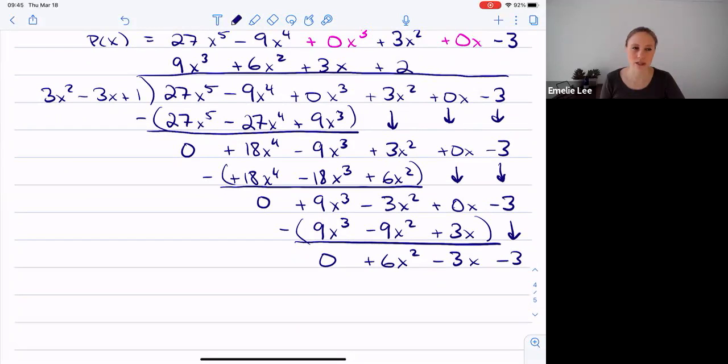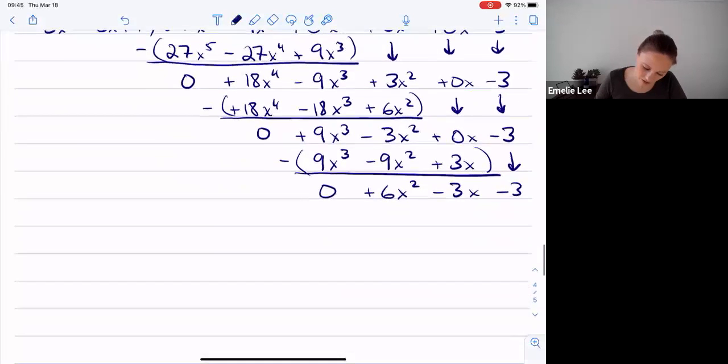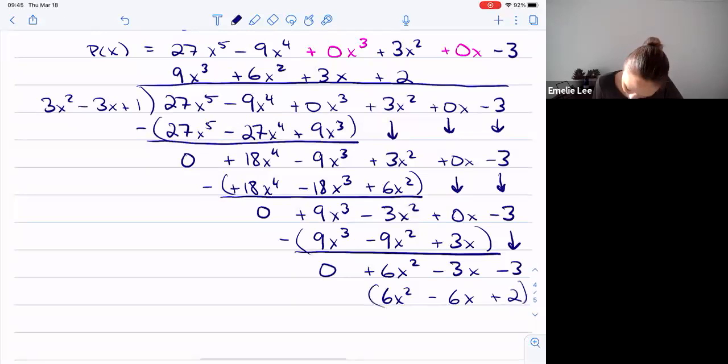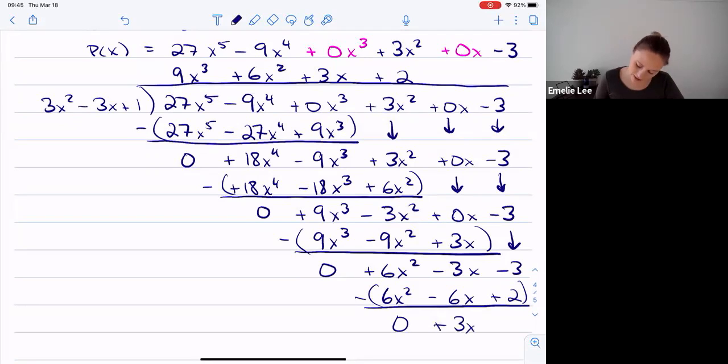So now 2 times 3x squared minus 3x plus 1 puts me at, I'm running out of space here. 2 times 3x squared is 6x squared. 2 times negative 3x is minus 6x. 2 times 1 plus 2. But then I'm subtracting that still. Right? Don't forget to do that. This guy goes away. Negative 3x plus 6x. So yeah, plus 3x. Negative 3 minus 2 is minus 5.